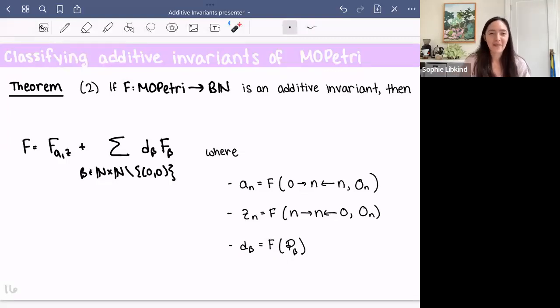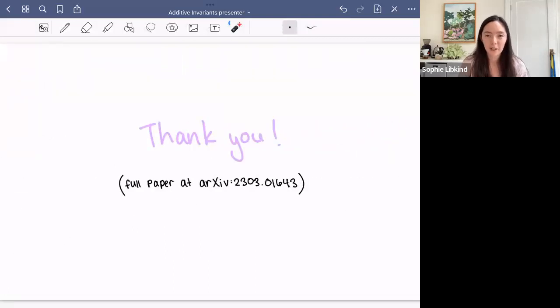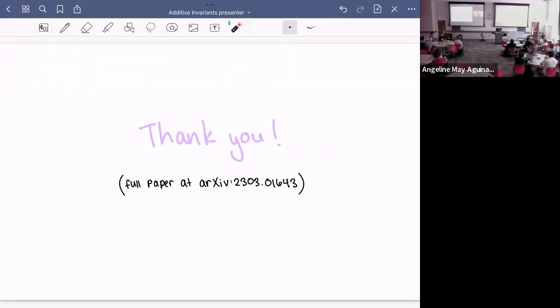Great, so that's about it. There's been a lot in here. We introduced two decomposition lemmas for open Petri nets, and also used those to prove a classification theorem, to classify all of the additive invariants, both for open Petri nets and for these MOPE nets, open Petri nets where the legs are monic. So thank you so much, and you can check out the full paper on arXiv.